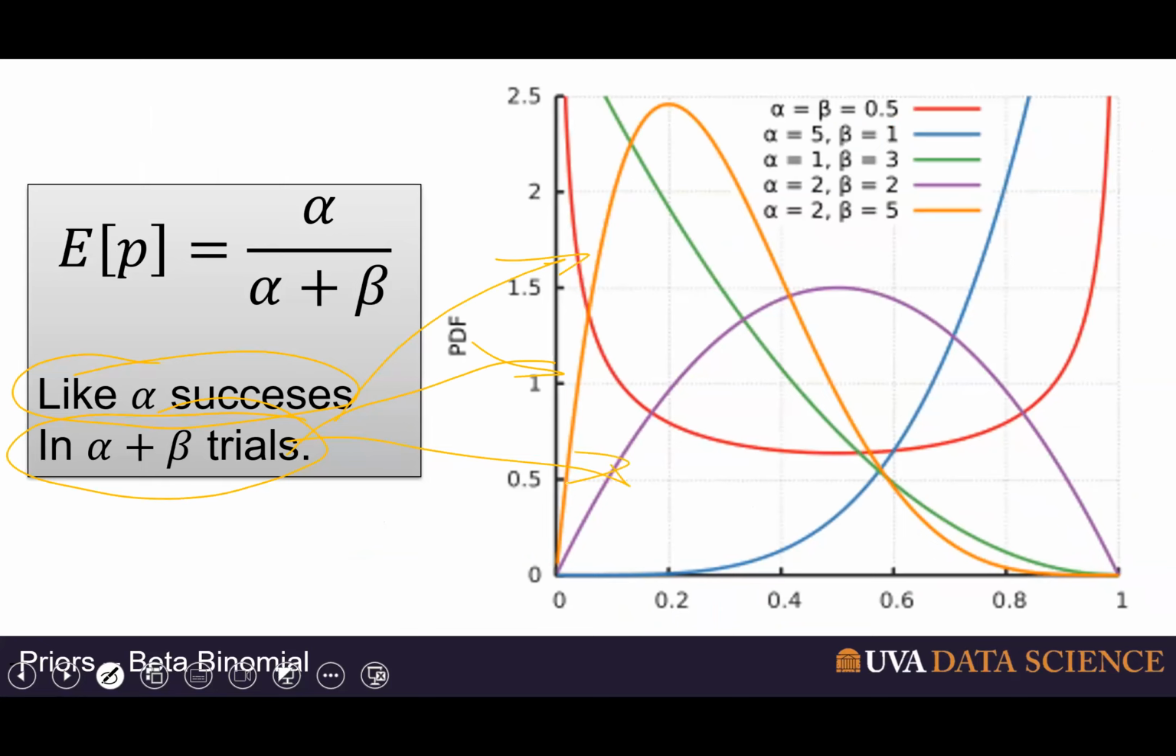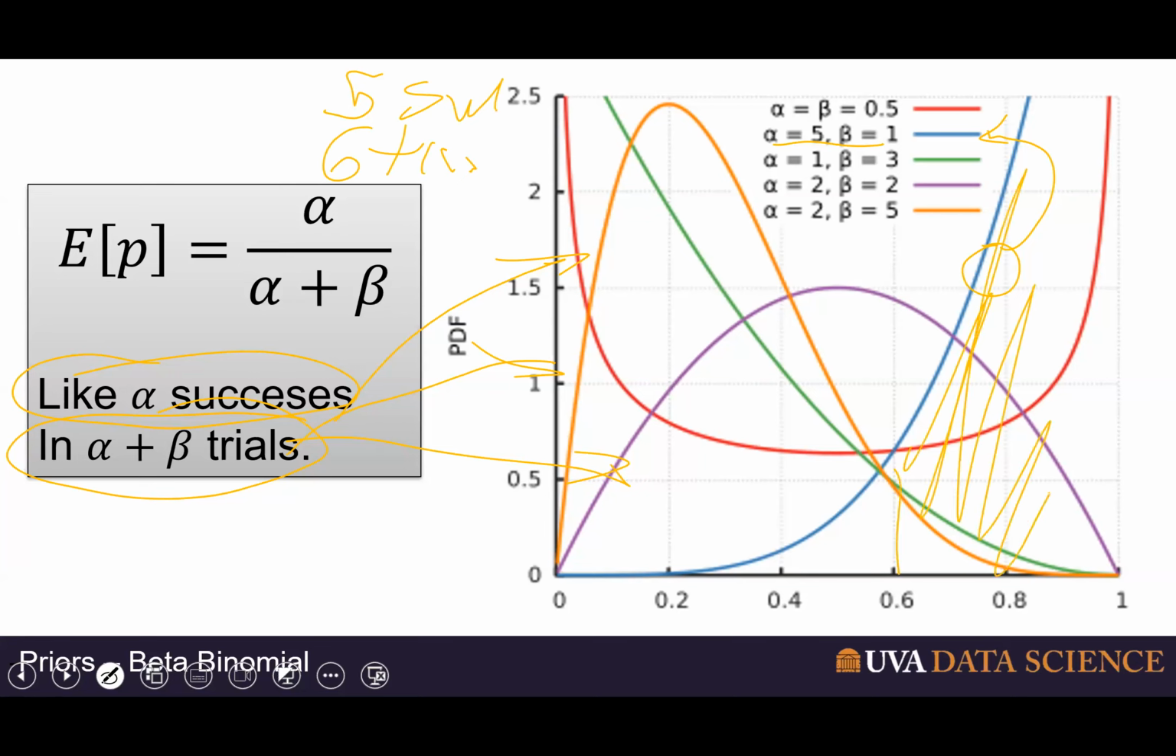So let's pick the blue one. Alpha is 5. So I have 5 successes out of alpha plus beta trials, out of 6 trials. If I have 6 trials and 5 of them came back as success, I think my probability of being a success is pretty close to 1, right? And that's what this blue probability distribution is telling you. All of its mass is over here close to 1. It's telling you my probability is probably somewhere close to 1.